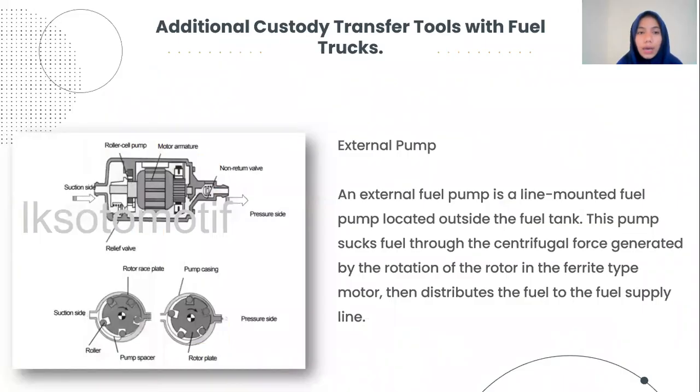Okay, now I will show you an additional custody transfer tool with fuel trucks. External pump. An external fuel pump is a line-mounted fuel pump located outside the fuel tank. This pump sucks fuel through the centrifugal force generated by the rotation of the rotor in the ferry type motor, then distributes the fuel to the fuel supply line.